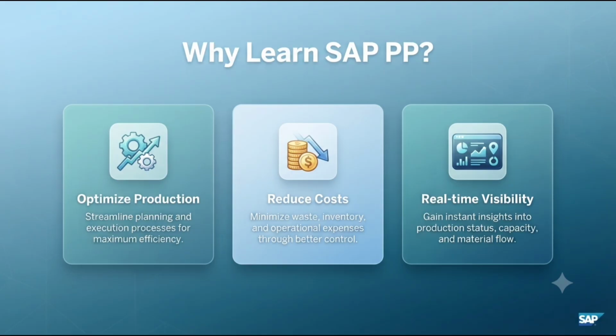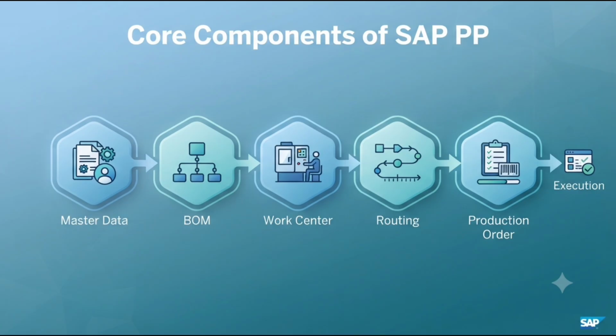SAP PP is built on several important components that work together seamlessly. The main elements include master data, bill of materials, work centers, routings, and production orders. Master data forms the foundation. Bill of materials defines the product structure. Work centers represent the machines or resources. Routings describe the sequence of operations. Production orders control the actual manufacturing process.